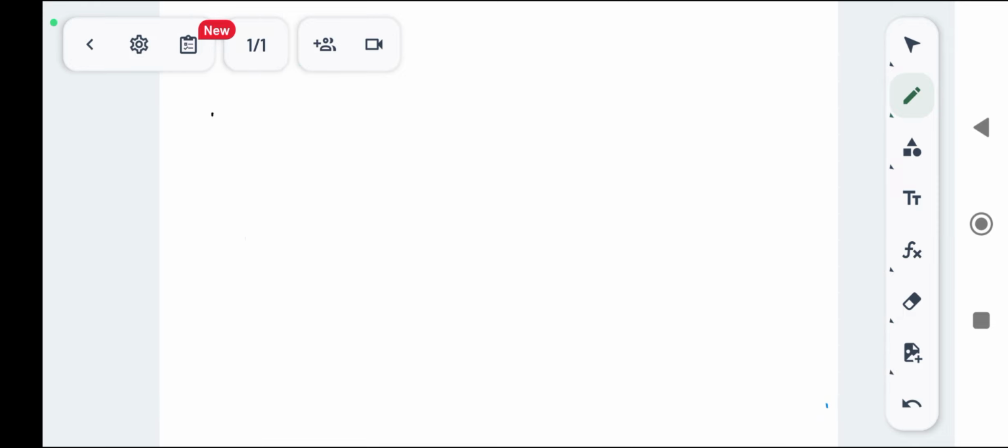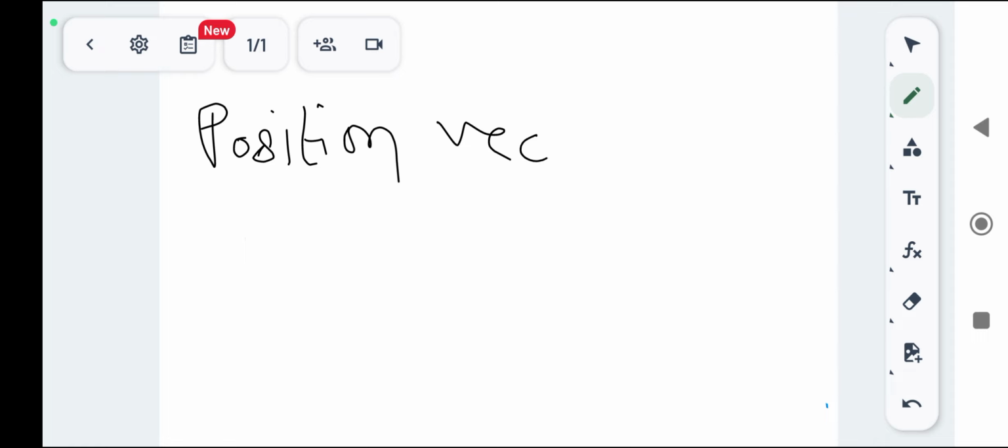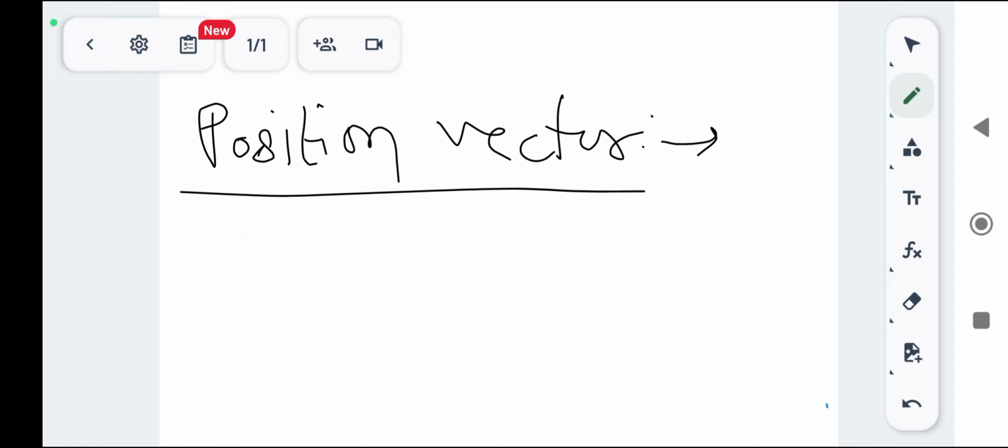The topic is position vector. It is used to find the location of an object in a plane. What is the position vector?